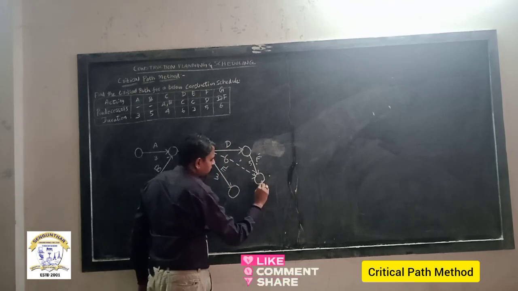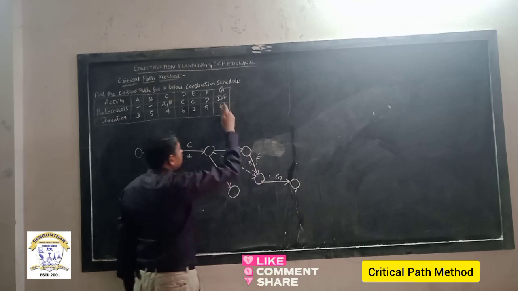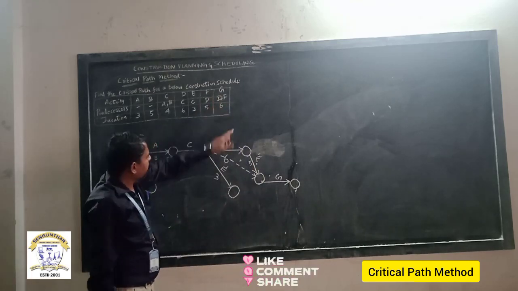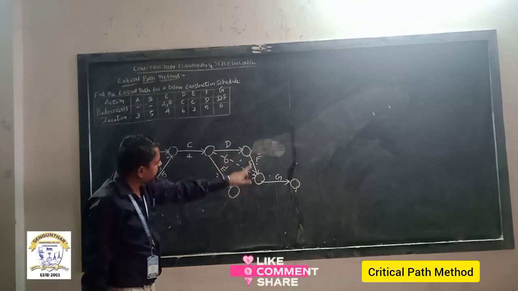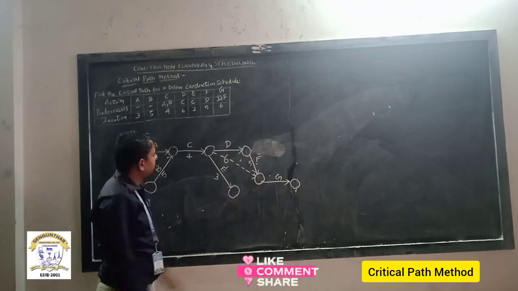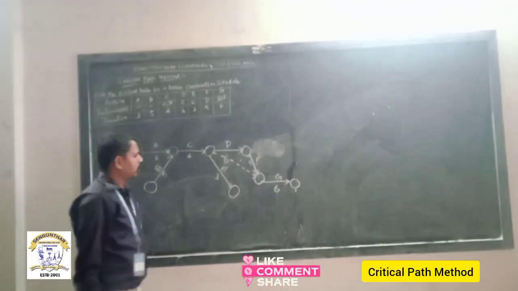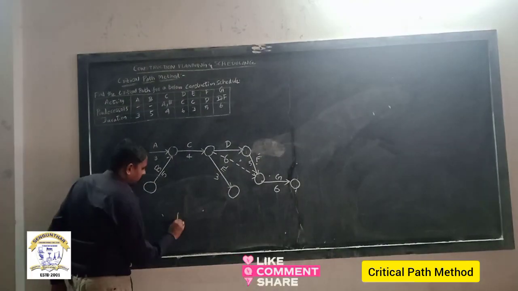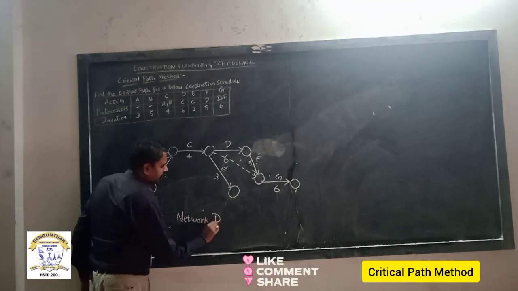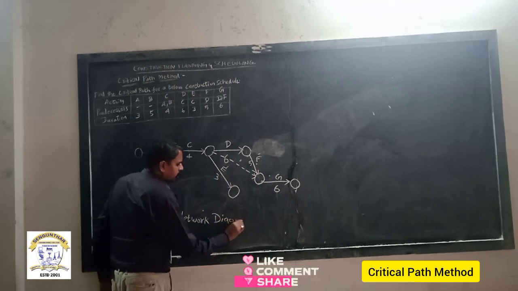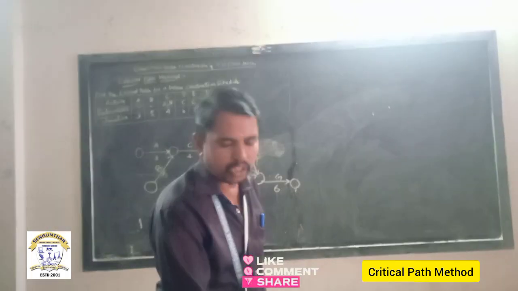Right, now I am going to draw one activity, that is G. See, what is the condition for G activity? D and F. See here, D. This is the dummy activity for D. D is an activity, and F is an activity. So that's why I draw the dummy activity here. For G activity, the respective duration is 6. So this is the network diagram. The network diagram is the first step for finding the critical path.